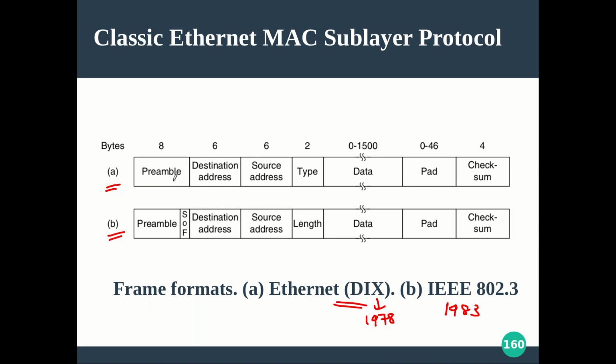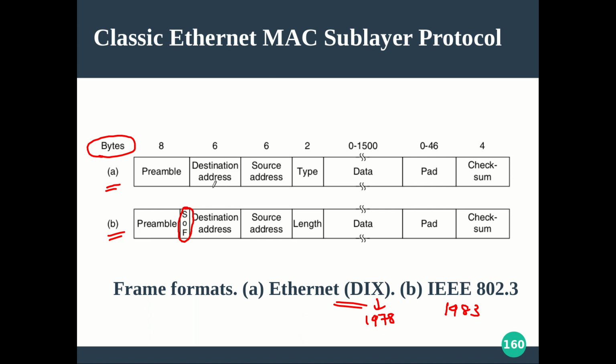The preamble is the first 8, and all of these are in bytes. So the frame starts with a preamble, which is a sequence of 8 bytes, and the same preamble is maintained here, but the last byte of the preamble is particularly called the SOF, the start of frame delimiter. It's the same concept, but the last one is specifically called the start of frame delimiter.